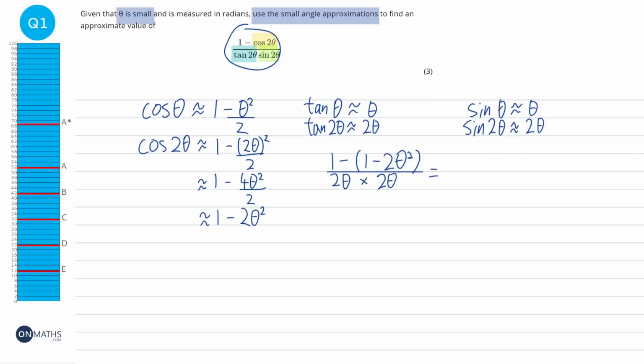I'm going to expand the bracket at the top. So that's going to be 1 take away 1, which is just 0, and minus times a minus is a positive, so it's just going to be 2 theta squared. And that's going to be over 2 times 2, which is 4, theta times theta, which is theta squared. Then we can cancel the theta squared, and we can also divide top and bottom by 2, so it's just going to be 1 over 2, or 1/2.